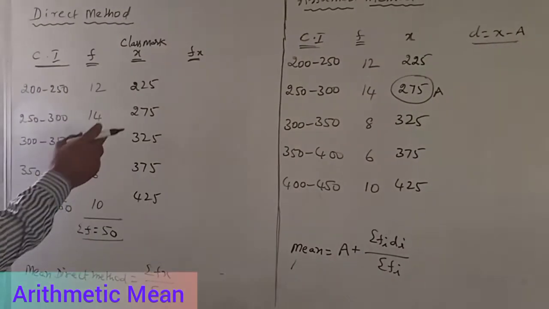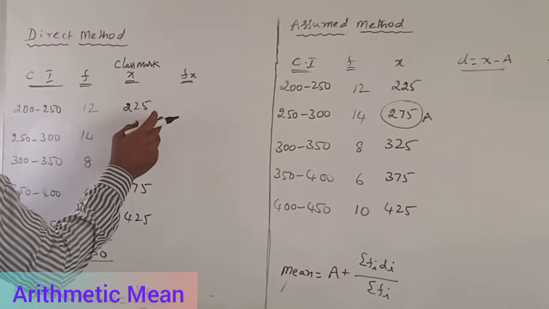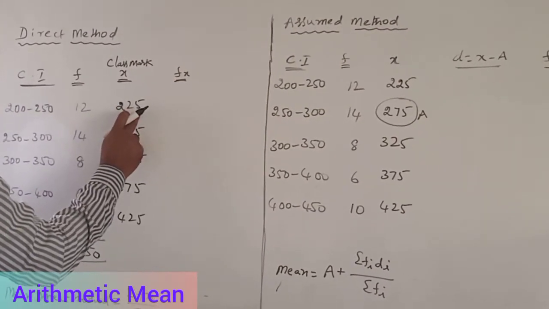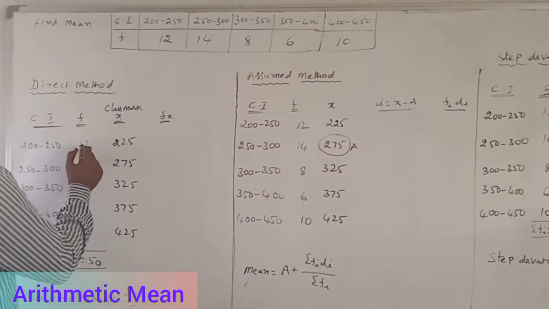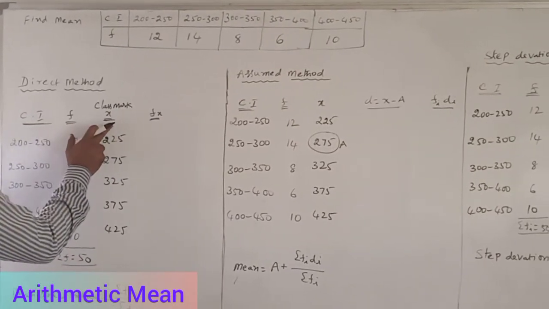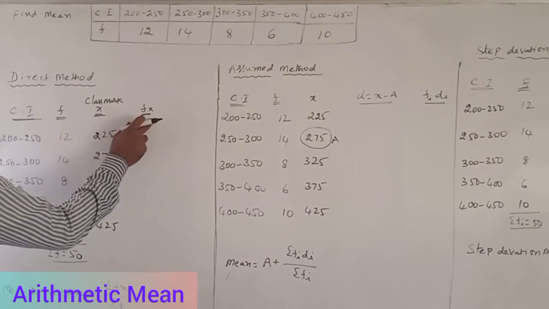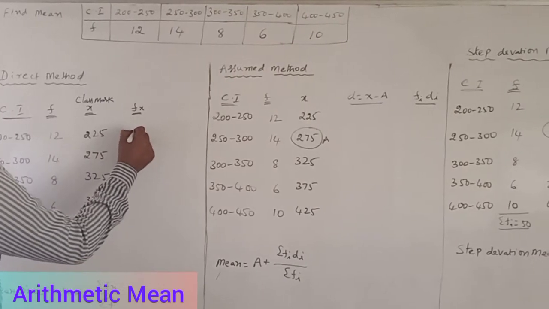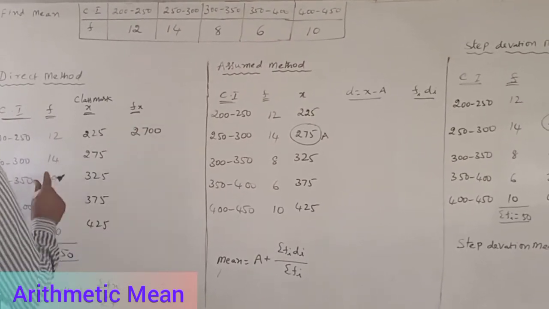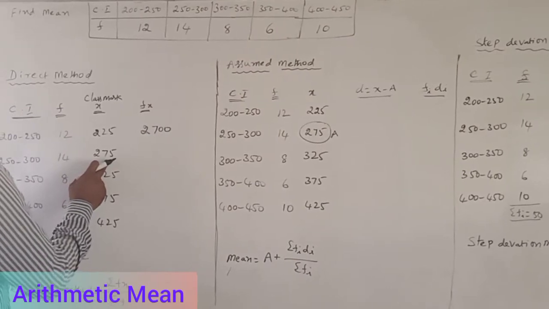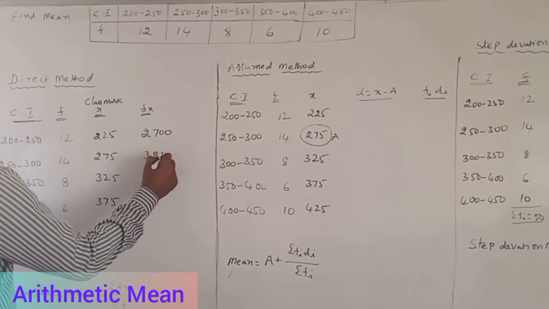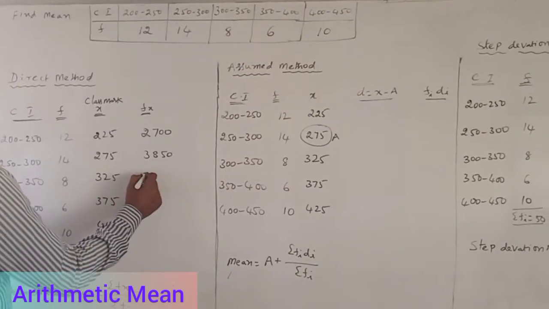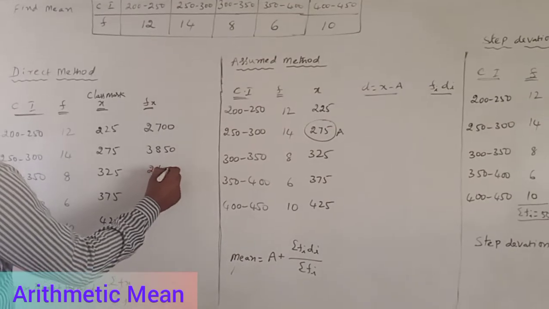It is the frequency. Next, multiply the frequency and the class mark x, that is f into x, fx. 12 into 225 is 2700. 14 into 275 is 3850. And 8 into 325 is equal to 2600.